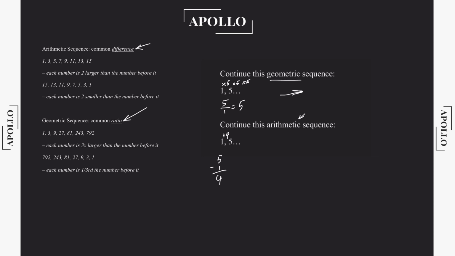So we're going to add 4 again, which is going to give us 9. Then we're going to add 4 again, which is going to give us 13. We're going to add 4 again, which is going to give us 17. And we would just do that on and on forever.